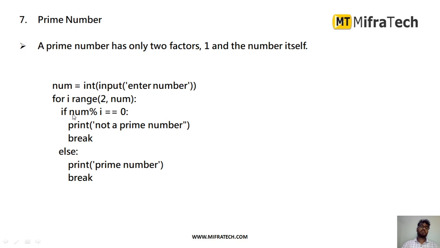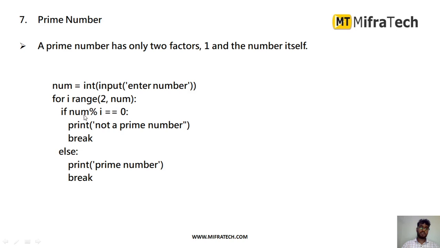Then I am checking whether the number modulus i is equal to 0. That means I am dividing the number by 2 first, and if it is completely divided, it is not a prime number. I am not starting from 1, because that would always divide. The range function starts from 2 up to that number minus 1. If I entered 7, I check between 2 and 6; if any number divides 7, it is not a prime number. If it is not divisible, it is a prime number.